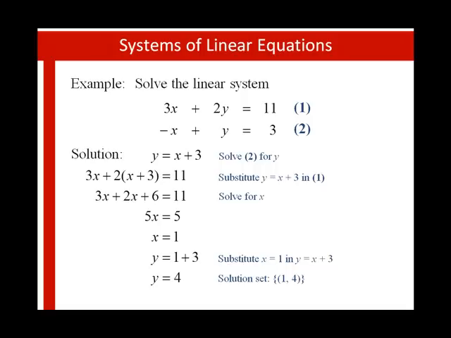We solve for y in the second equation, y equal to x plus 3. We substitute the value of y in the first equation, so we have 3x plus 2, instead of y, we replace the y by x plus 3, equal to 11. We expand by multiplying out the factors. We obtain 3x plus 2x plus 6 equal to 11. We add the like terms. We have 5x. We take the 6 to the right side. 11 minus 6 is 5, so we have 5x equal to 5. This will leave us with x equal to 1.